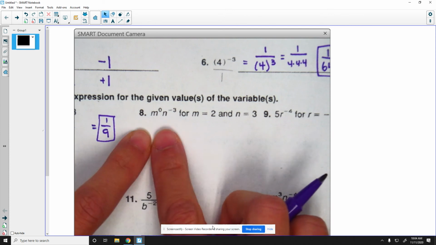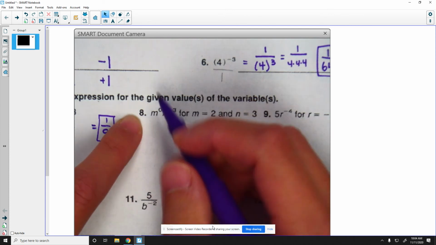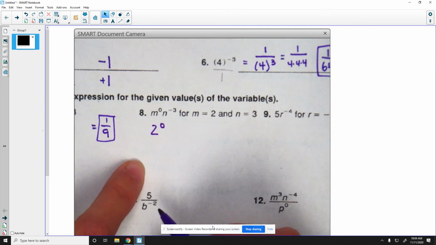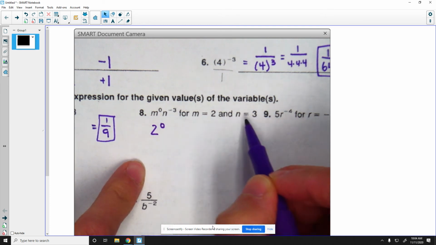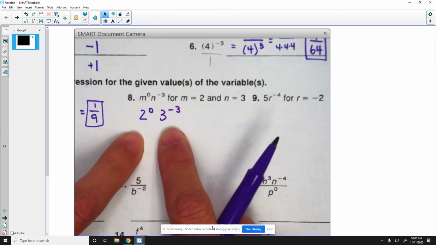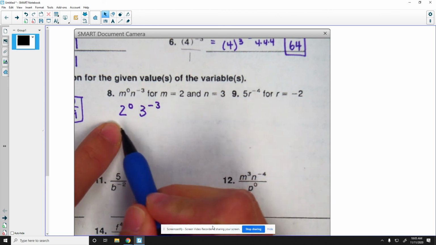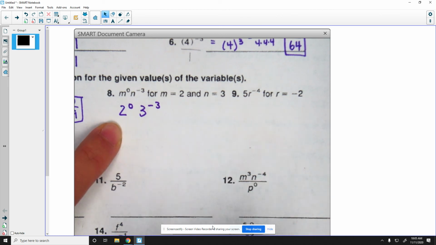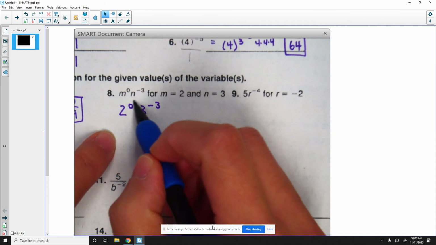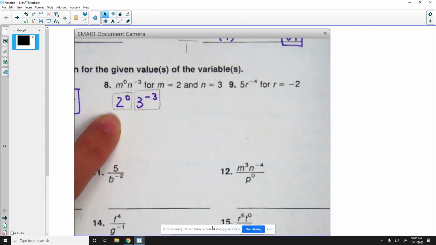Okay, even more complicated. I'll do this one with you. M is 2, so I have 2 to the 0. N is 3, so it's 3 to the -3. This is what this problem says. Okay, when you attack this, because we have a lot of stuff going on, think of it as its own separate entity. This is one thing, this is another thing, and then just combine your answers together.